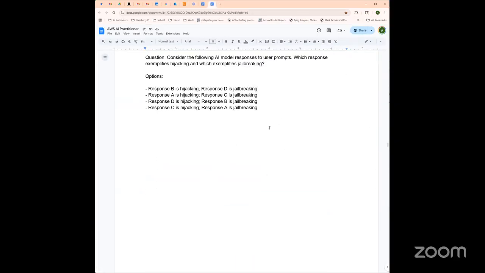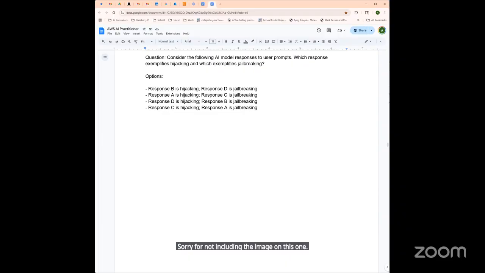All right. Next question. Consider the following AI model response. Ah, damn it. I forgot the image. So I'll explain model hijacking and jailbreaking. Sorry for not including the image on this one.